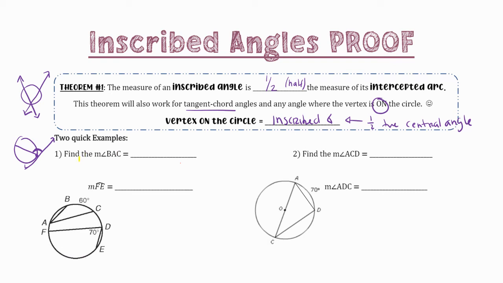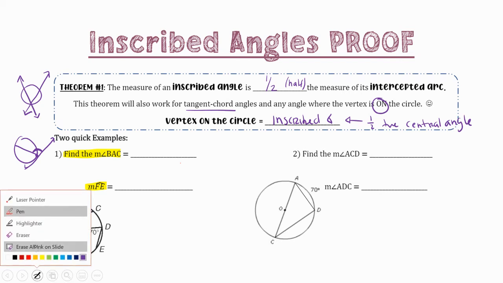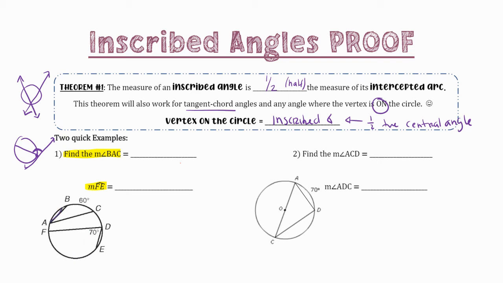So in these 2 quick examples, we're going to find the measure of angle BAC and the measure of arc FE. That's what the little m means. So BAC, oh well, I was just told that, and I saw it for myself with that neat GeoGebra applet, that this is an inscribed angle. The vertex is on the circle. It intercepts this arc, which I know is 60. So to find the measure of angle BAC, I'm going to do 60 divided by 2 and get 30. So that angle is 30 degrees.